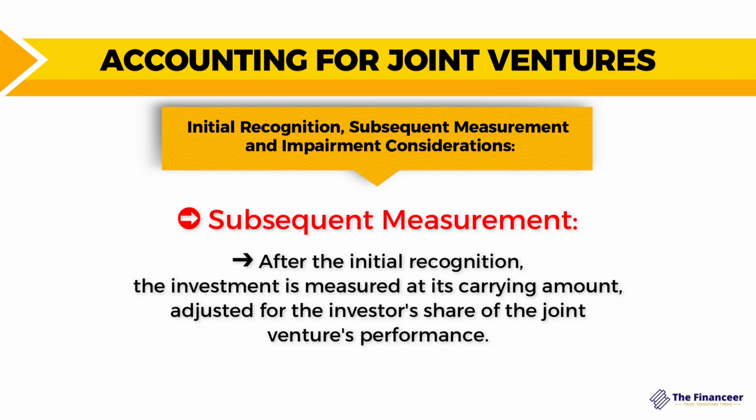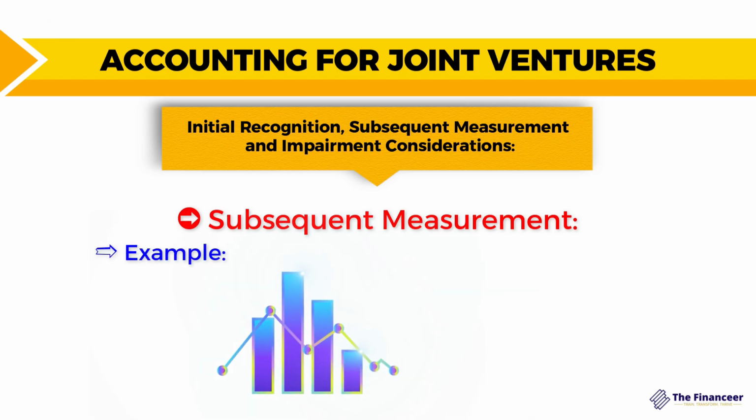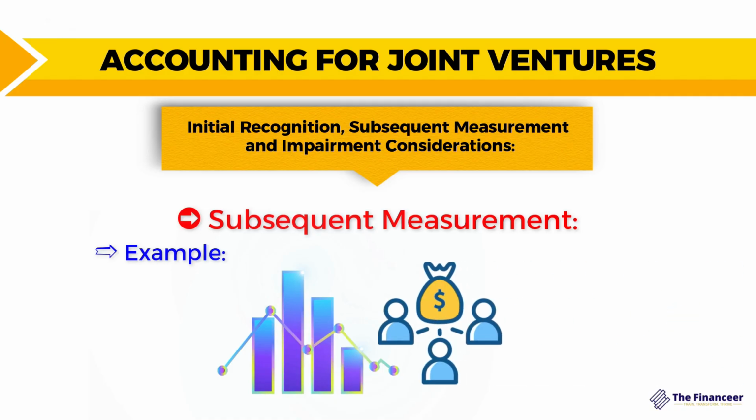And the most important part that you have to pay attention to is the impairment. If there are indicators of impairment, such as a decline in the value of the joint venture, the investor assesses the recoverable amount and recognizes impairment losses if necessary. For example, if a joint venture faces economic challenges that significantly impact its value, the investor assesses the recoverable amount and recognizes the impairment if the carrying amount exceeds the recoverable amount.